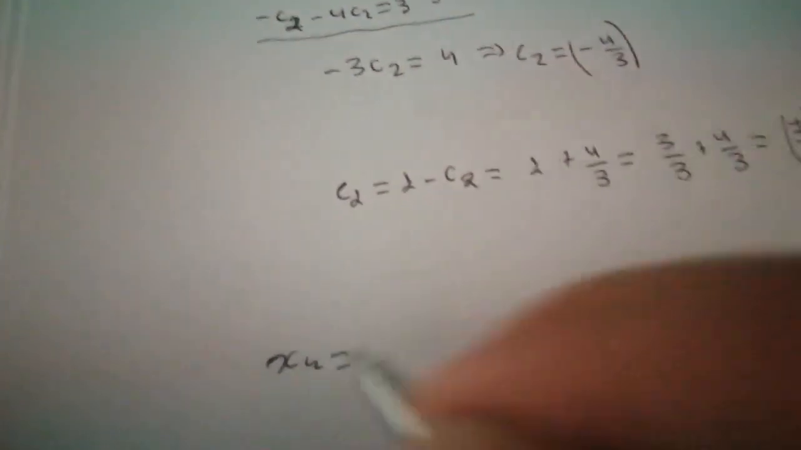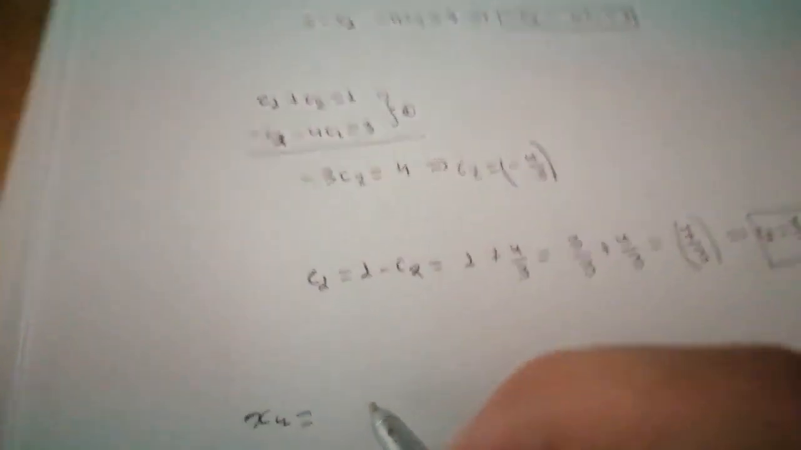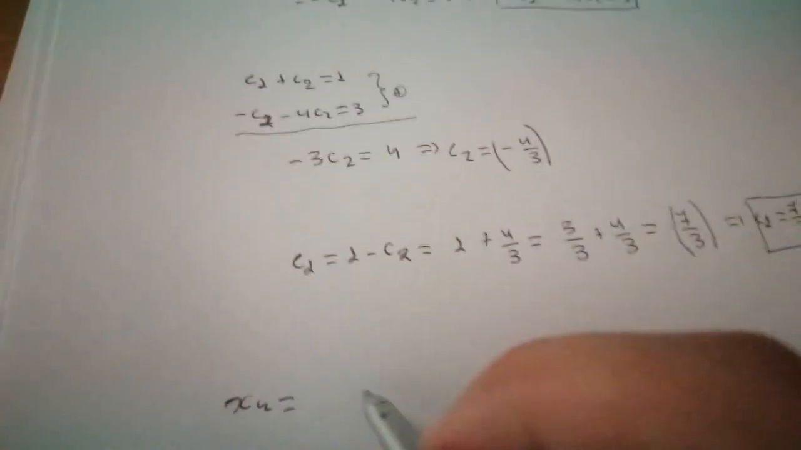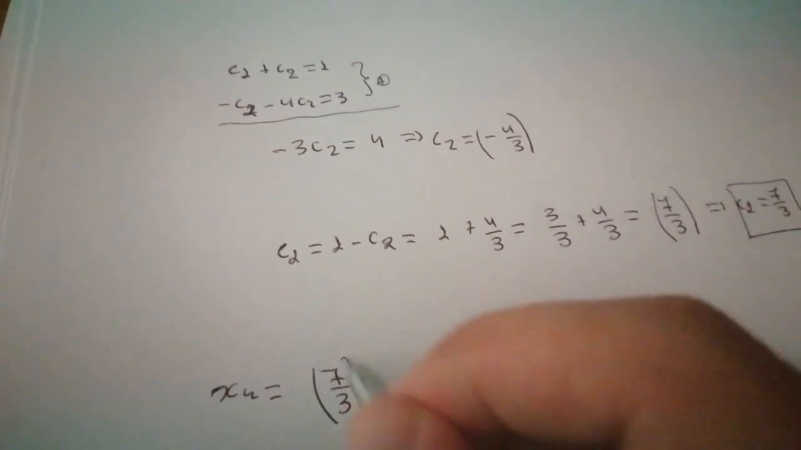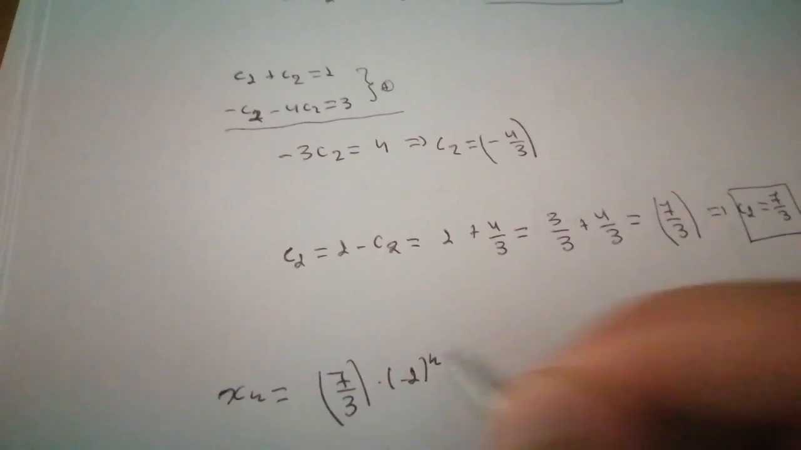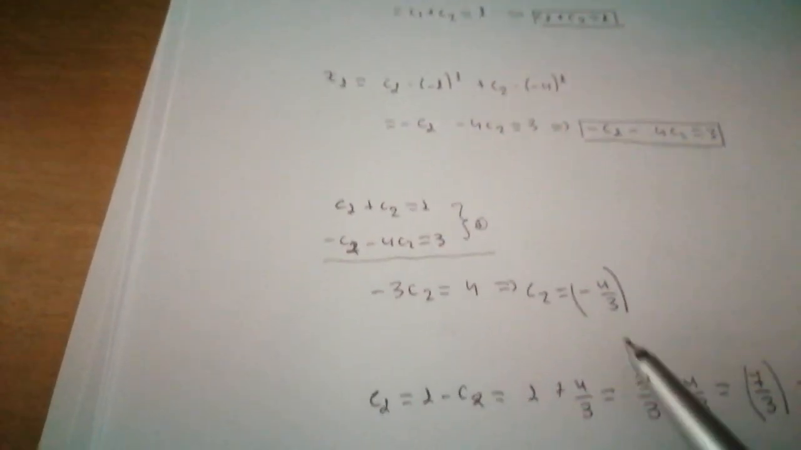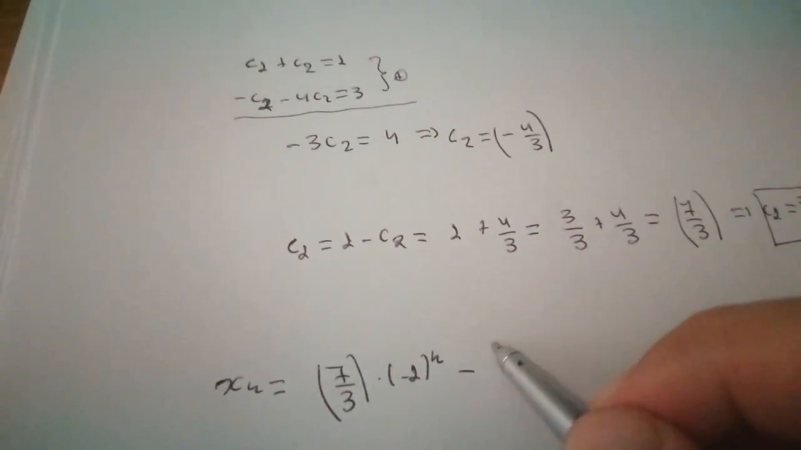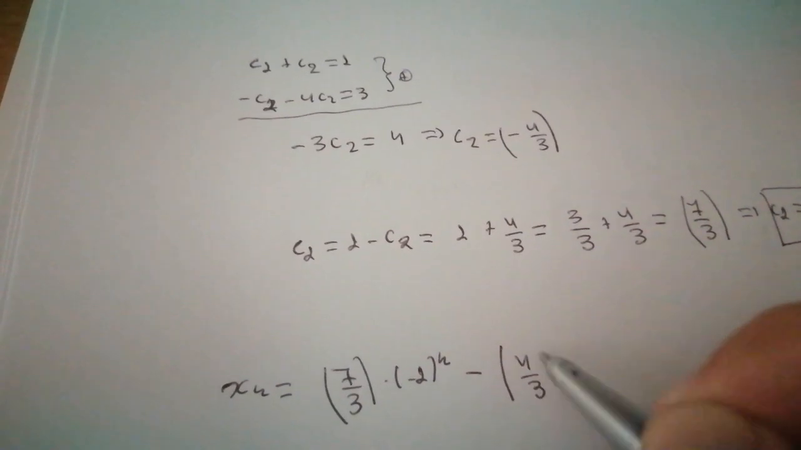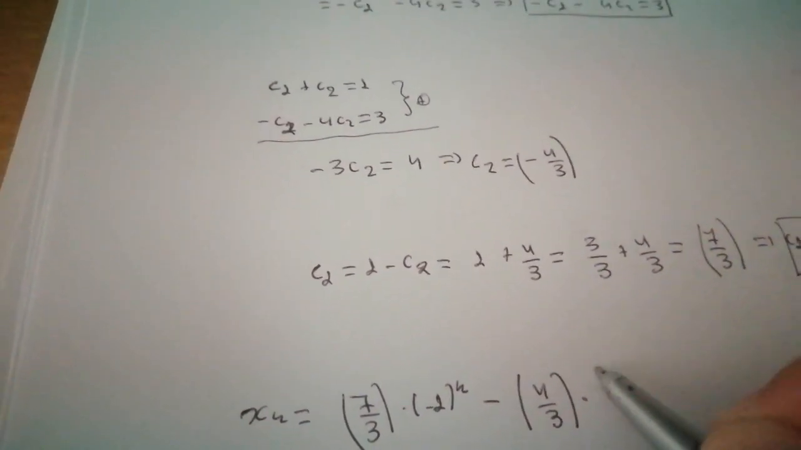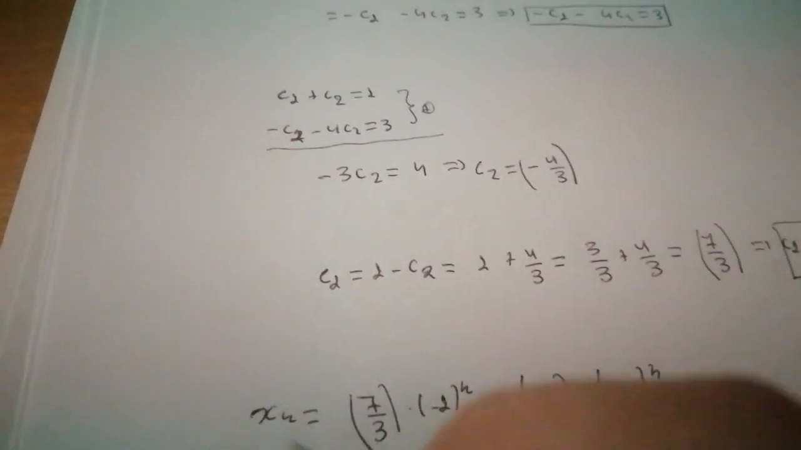So x_n will take the following form. The constant c1 is 7 over 3 times minus 1 to the power of n, plus c2, which is minus 4 over 3, times minus 4 to the power of n.